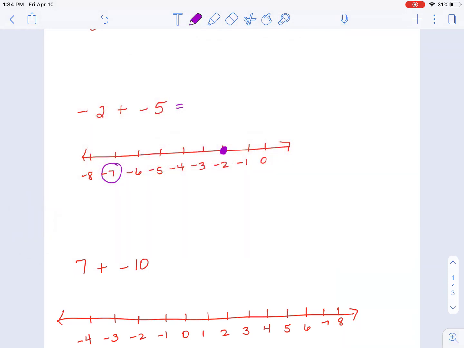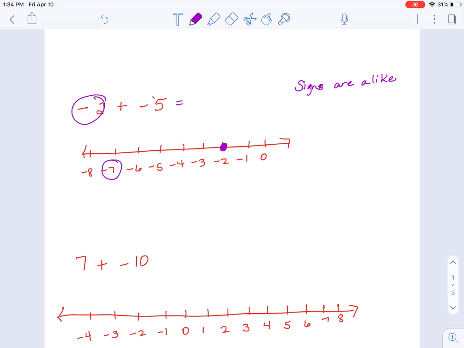This time, my signs are alike. So when your signs are alike, remember a while ago they were different. These are alike. This is a positive. This is a positive. They are alike. What do you do when they're alike? You add. And I always tell kids A for alike and A for add. So when your signs are alike, you add and you keep the same sign.